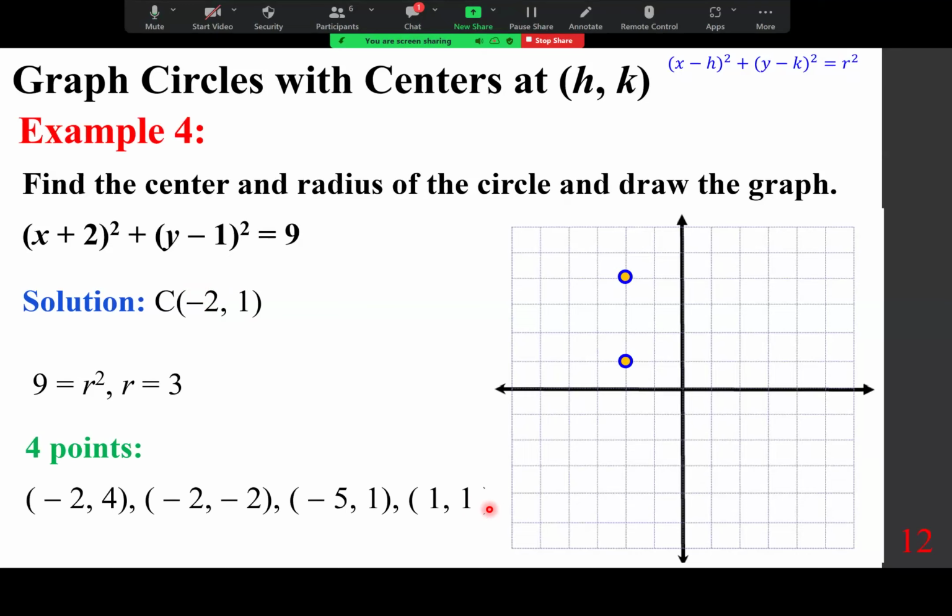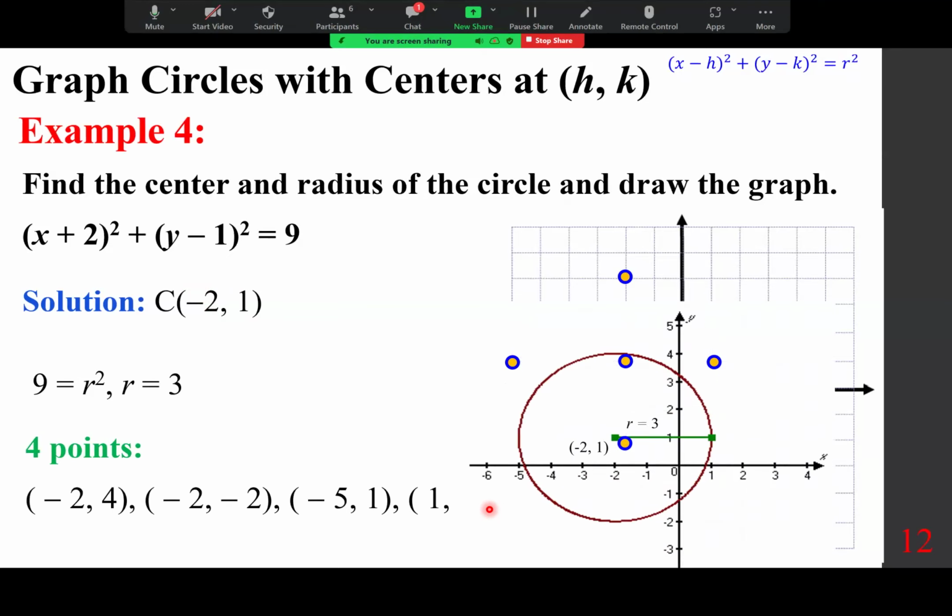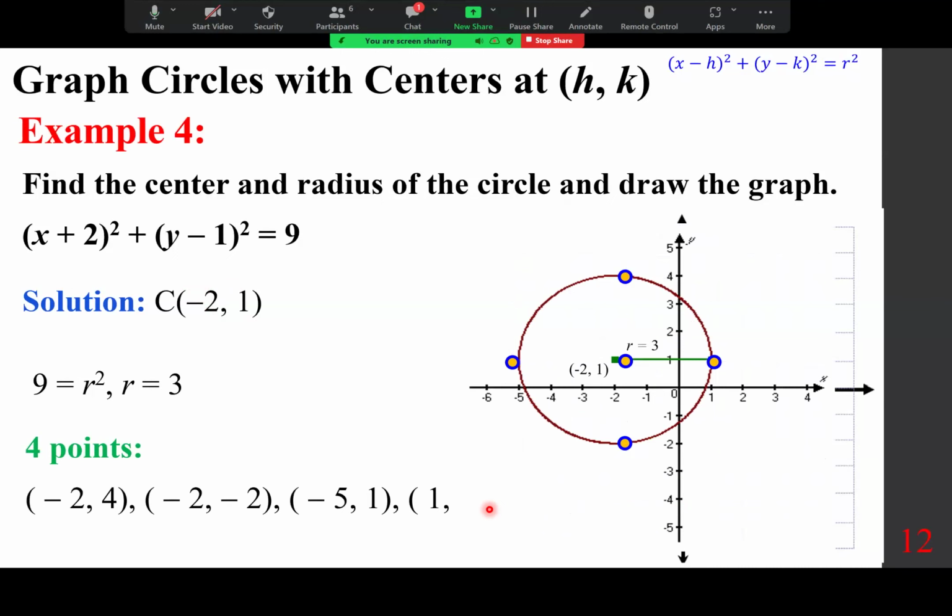So let's plot those. Put them all together. And there you have the graph. Again, pretty straightforward, everybody.